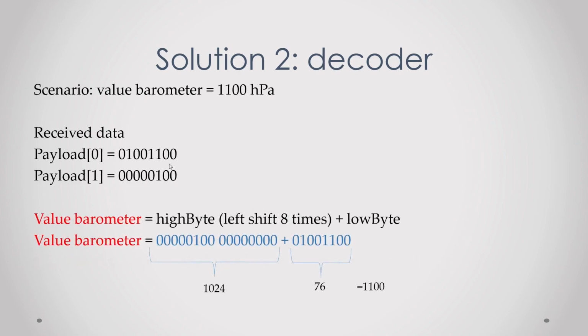So if we actually look at the correct data now, the value of the barometer equals the high byte, but left shifted 8 times, plus the low byte, so then we have 1024 plus 76 equals 1100, which is the correct value.